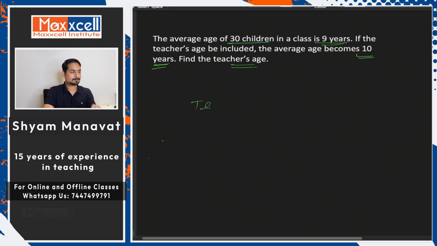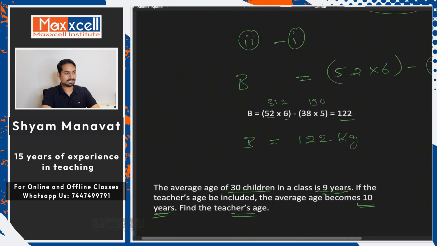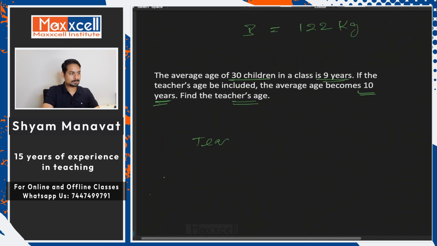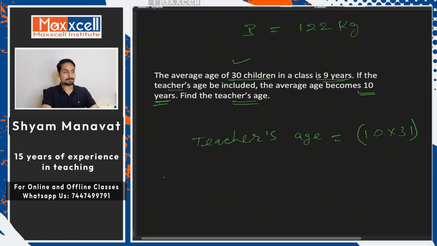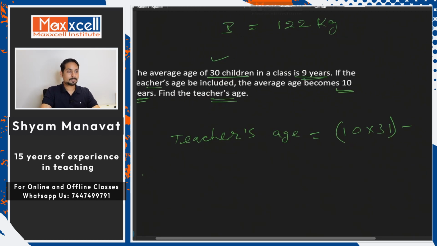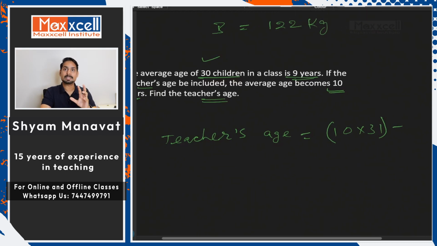So can I skip these two extra steps and write the answer expression directly? So the teacher's age, I can say, is equal to the new average with the number of values. How many values? 30 children, but if you count including the teacher, that should be 31, minus the sum of values of only the children, the sum of ages of only the children. How many children? 30. What was the average? 9.